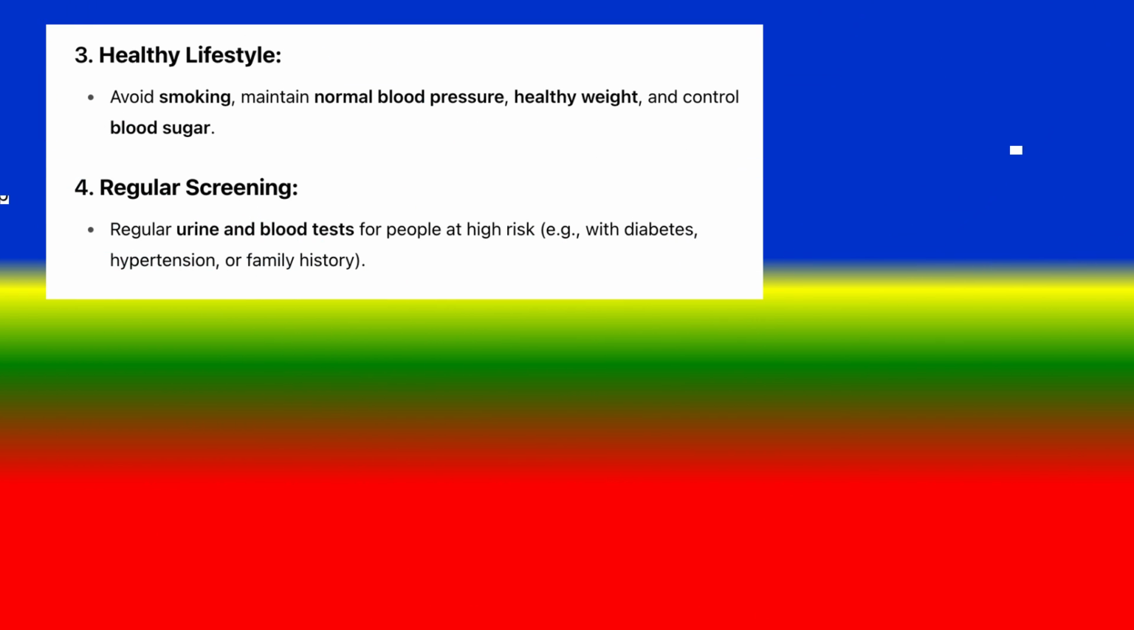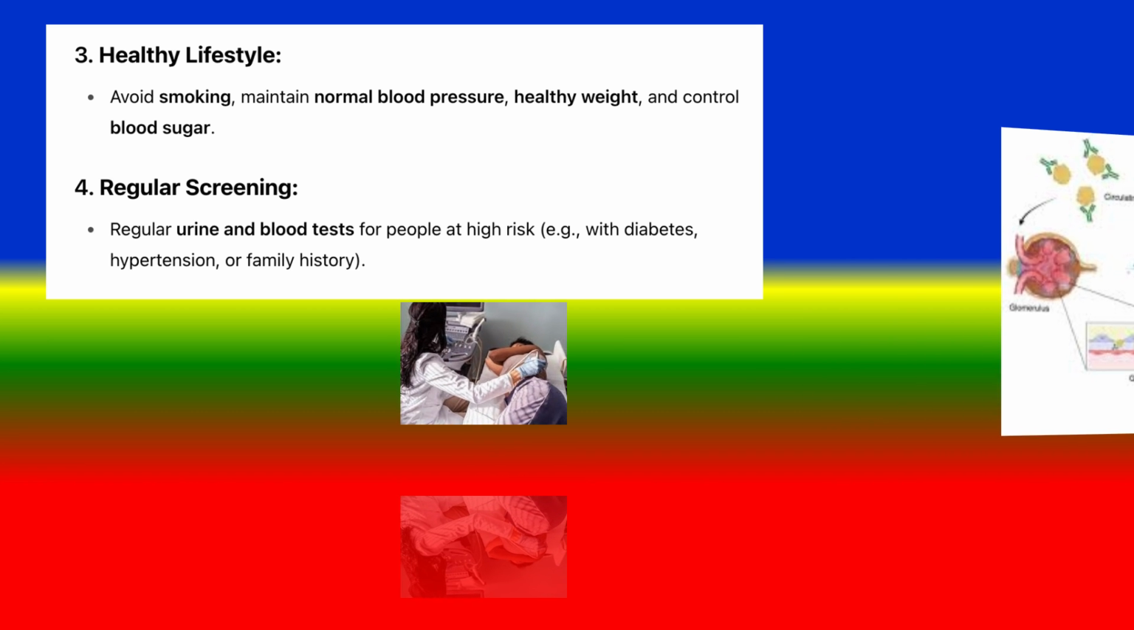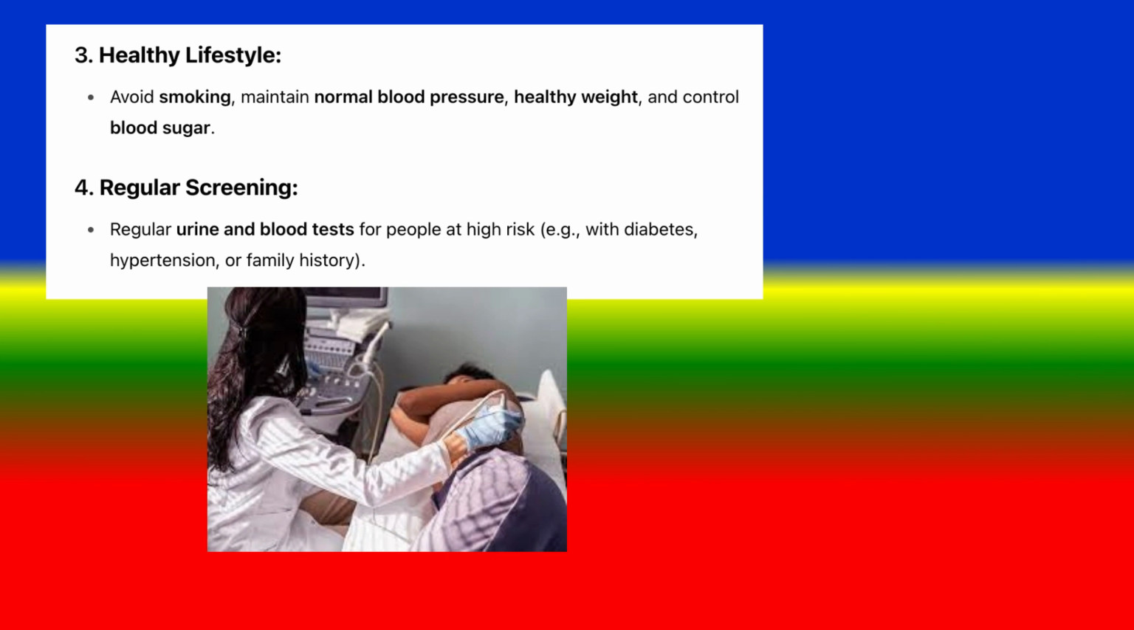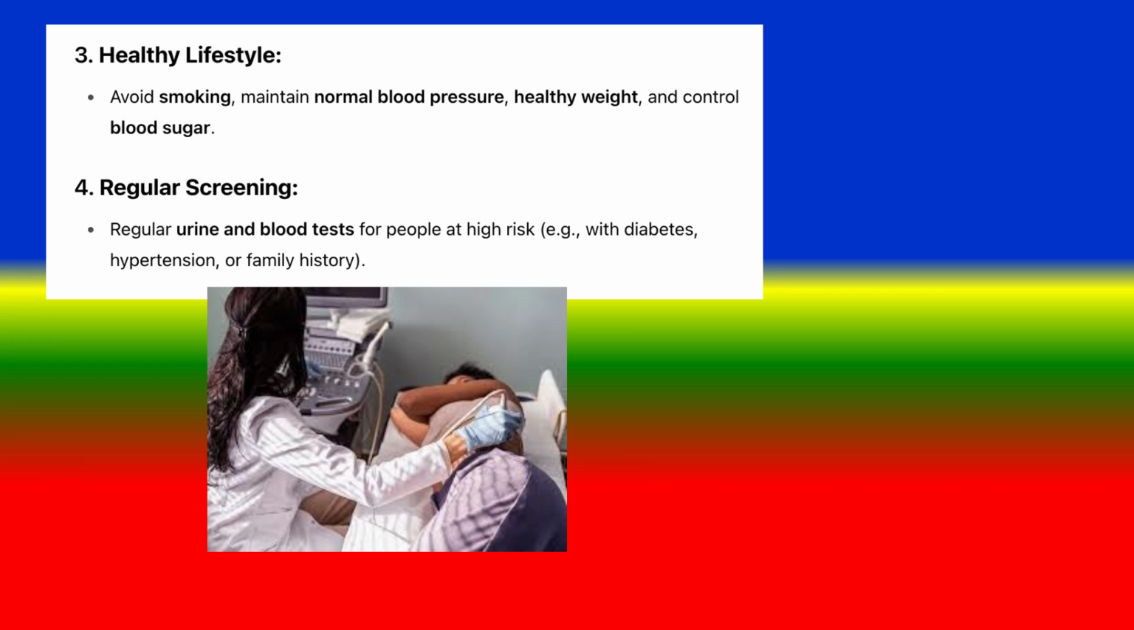3. Healthy lifestyle. Avoid smoking, maintain normal blood pressure, healthy weight, and control blood sugar. 4. Regular screening. Regular urine and blood tests for people at high risk, e.g. with diabetes, hypertension, or family history.